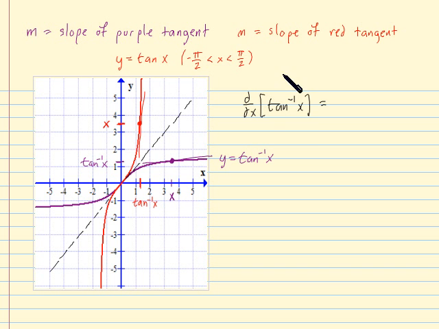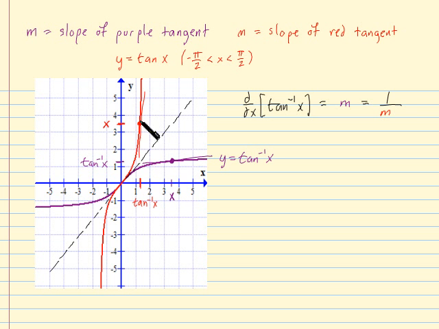Now, going back to our original question, the derivative of the inverse tangent should give us the slope of the purple tangent line, which is purple M. So I'm going to write equals M. But this purple slope, we said, was the reciprocal of the red slope. So this in turn should equal 1 over the red M. Now, why do I rewrite this derivative in terms of a red M, the slope of this red tangent line?